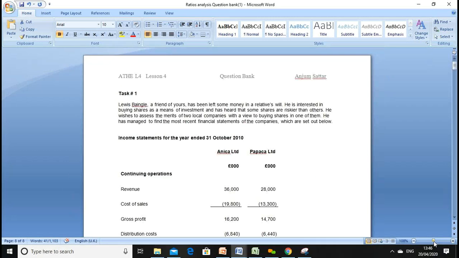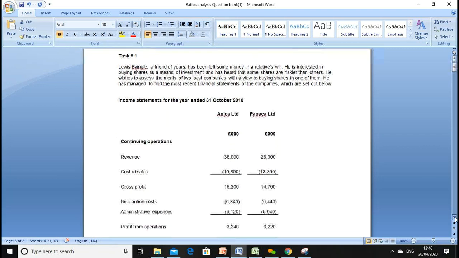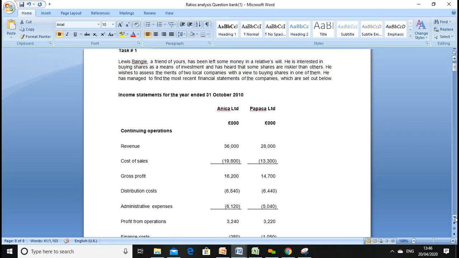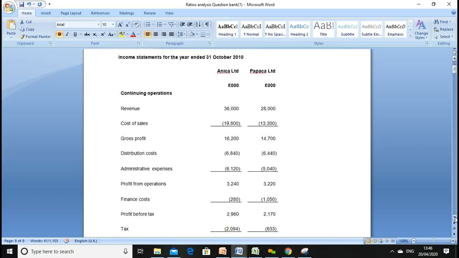And I'll upload these first. So we have been given two companies, one is Anika and one is Papika. We've been given their statements. We've been given the income statement, which is also known as the statement of comprehensive income or the profit and loss account.